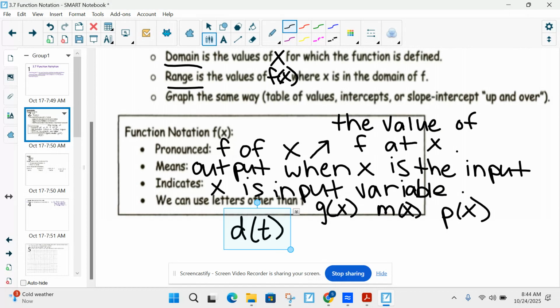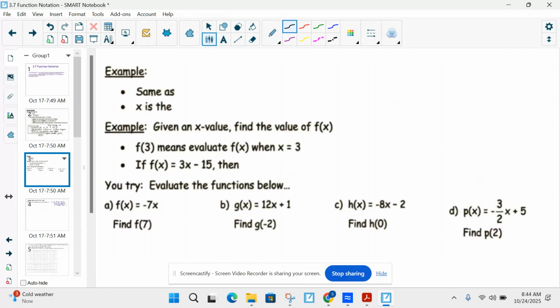What do you think d of t means? I mean, what do you think the d and the t mean? Distance and time. Yeah, distance is a function of time. Time is always your independent variable because nothing changes time. And then let's do some practice.